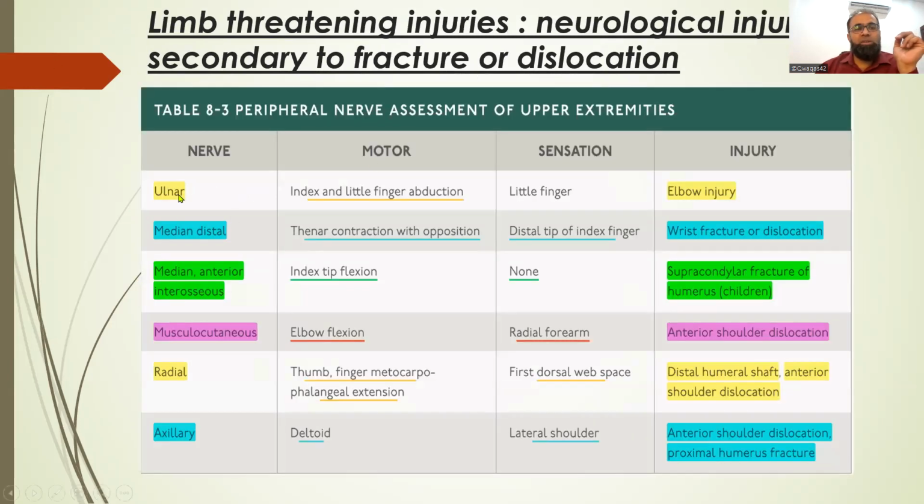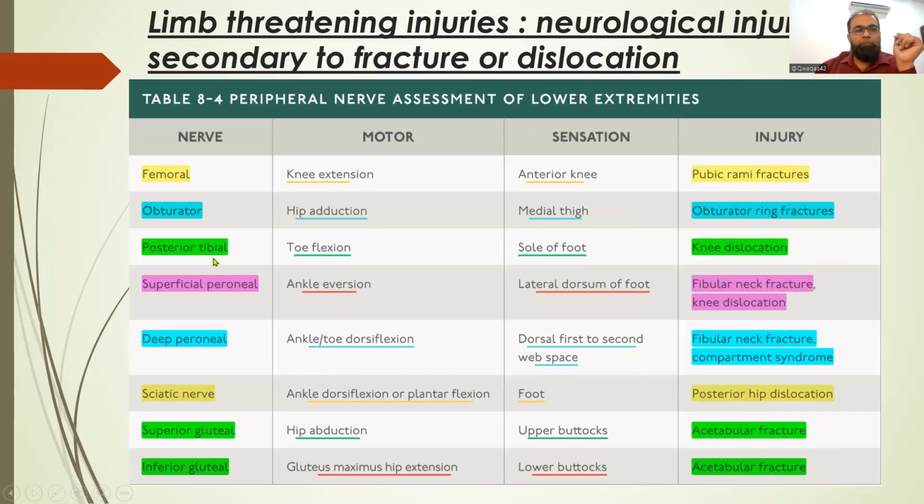This is a table showing various nerves and what type of injury is associated with each. The ulnar nerve can be associated with an elbow injury, the radial nerve with distal humerus shaft fractures. And in the lower limb, you can have sciatic nerve injury in case of posterior dislocation of the hip, and tibial nerve injury in case of knee dislocation. The peroneal nerve is located on the lateral aspect of the knee, so you can have that injury in case of fibular neck fracture or compartment syndrome. And these are the different findings that you will find.